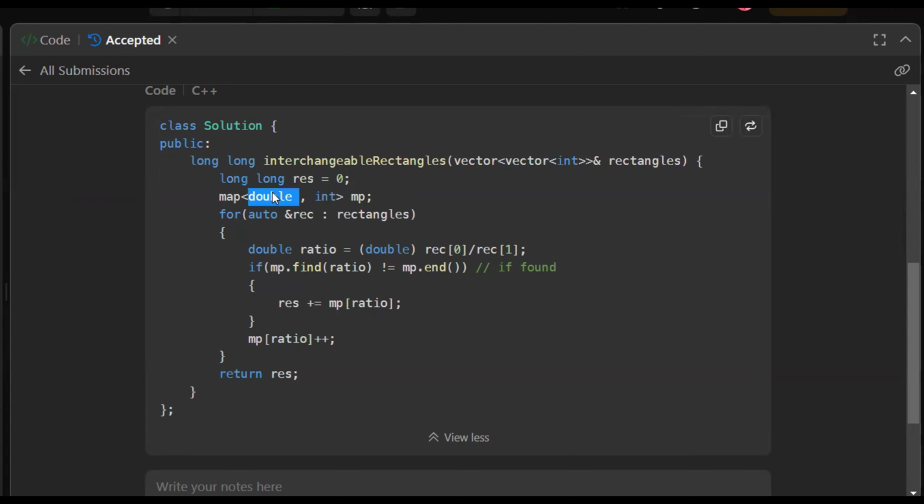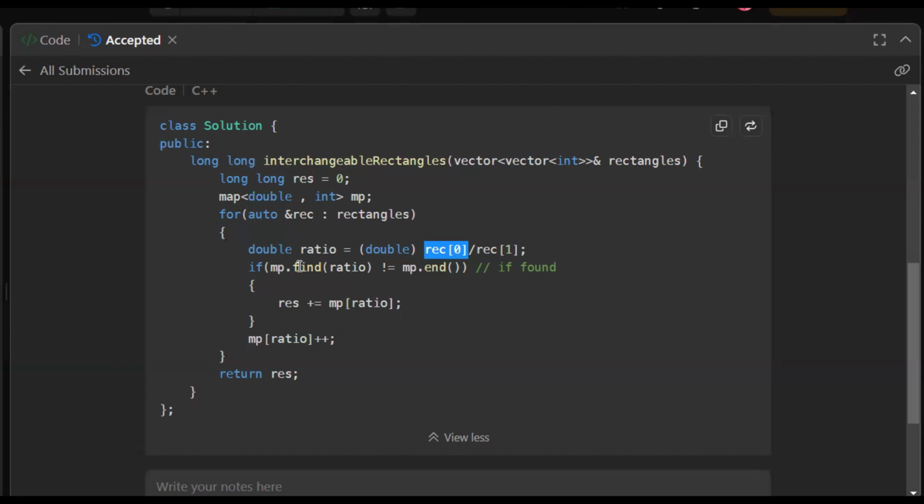The key stores the ratio. As we are using double, that means we will store 15 digits after the dot sign, which will make the calculation foolproof. So here the ratio will be stored in double format. Now we have to iterate over each element of the rectangle array and we have to find the ratio. So here the ratio will also be double and the ratio will be rectangle[0] divided by rectangle[1].